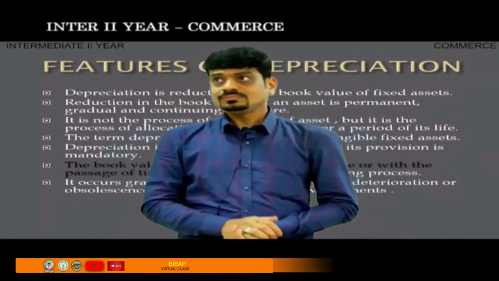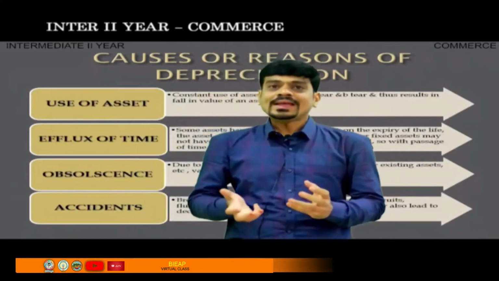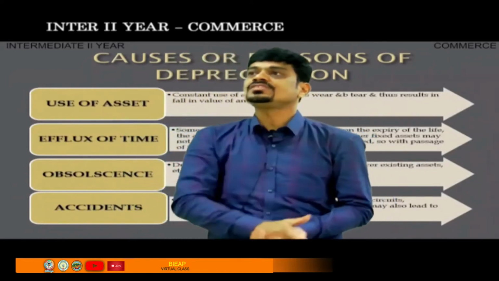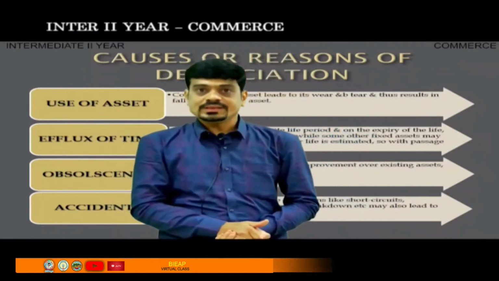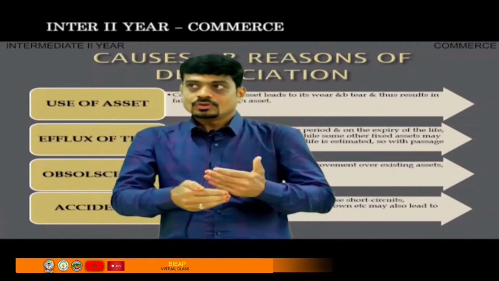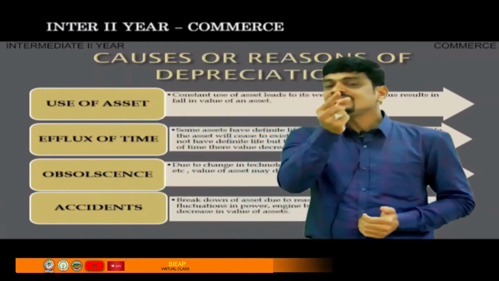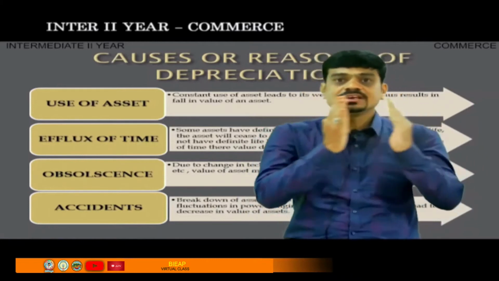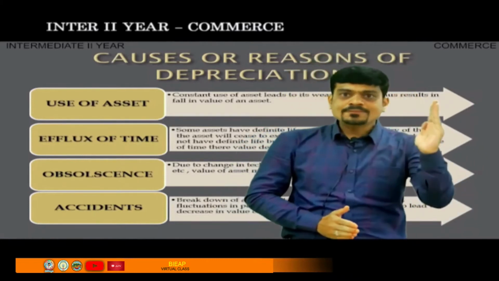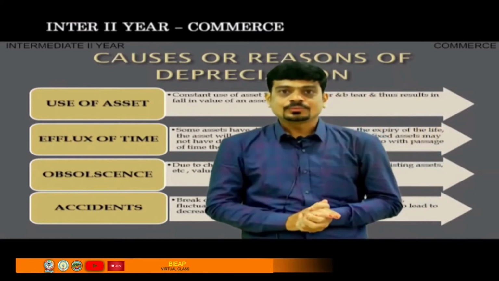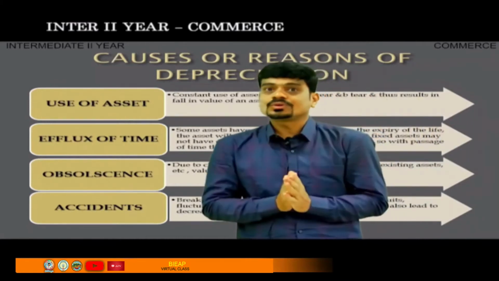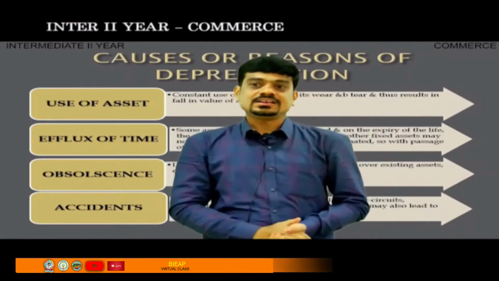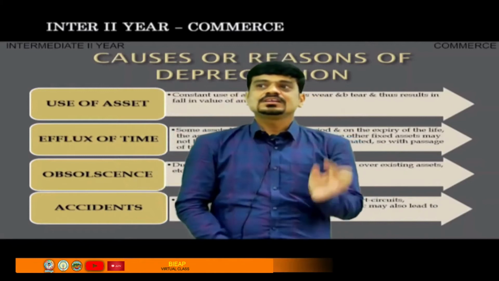Now, next we'll see why depreciation comes. What are the reasons why this particular depreciation is coming into existence? To start with, I gave you the example of the LCD TV, smart TV, keypad phone and your smartphone. With this, we can make out that there are some reasons why the value of an asset decreases. So first is the use of asset.